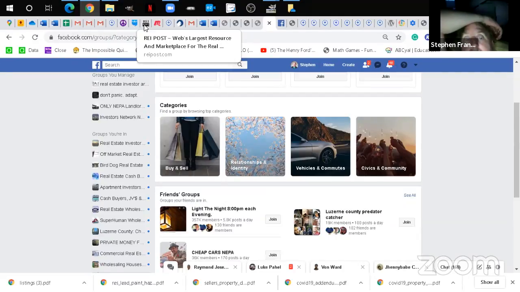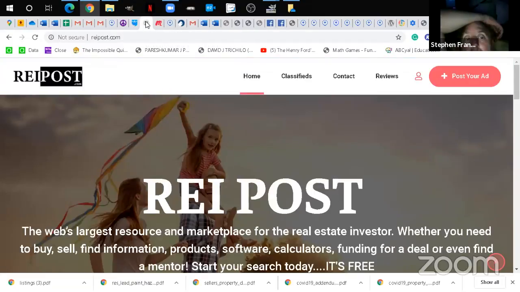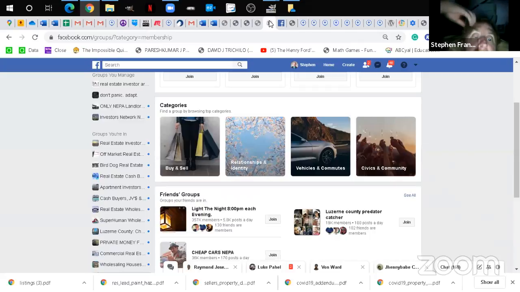But basically, so it's then boom, boom, boom. Eventually, we want to find a coder so that if you post on REI Post, it'll automatically go to all these places. But I haven't coded it to that level yet. But that's pretty much how you market, how you set up the marketing for a property.